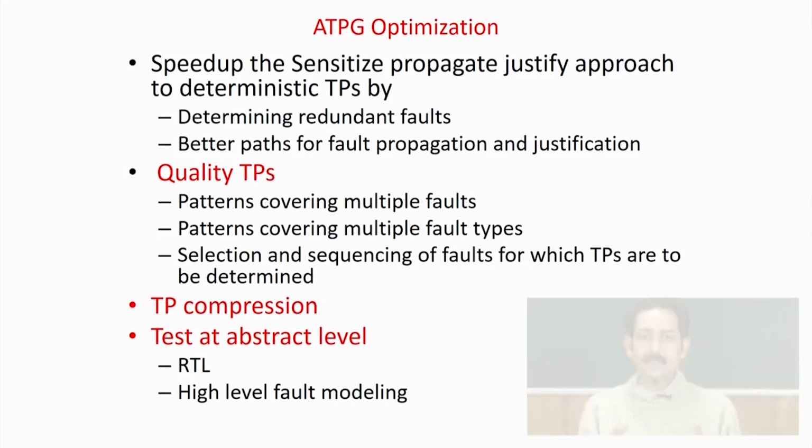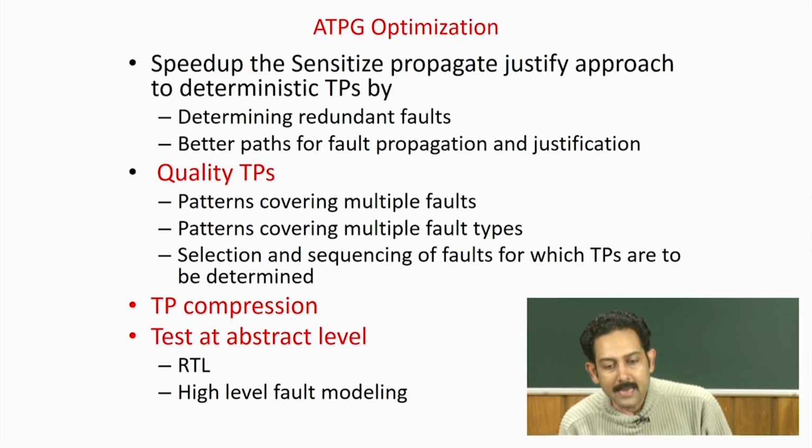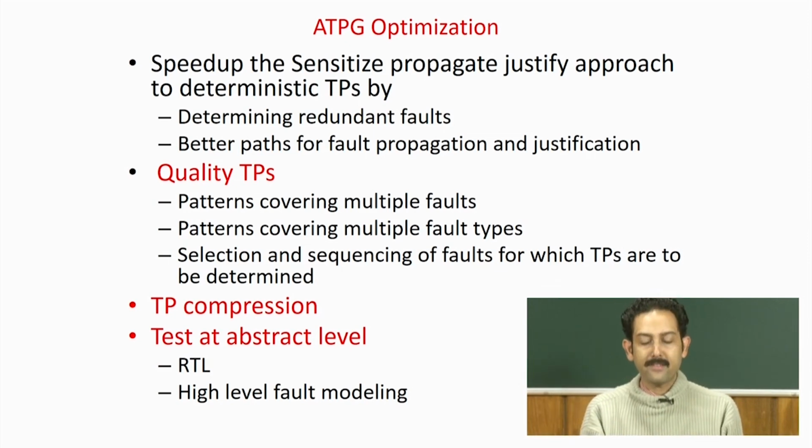As already discussed, optimization in the context of this course is to look at the aspects which are required for modern day complex circuits, which cover systems of systems like system on chip, NOCs, multiple cores on a single die. So, what are the steps for automatic test pattern generation optimization?